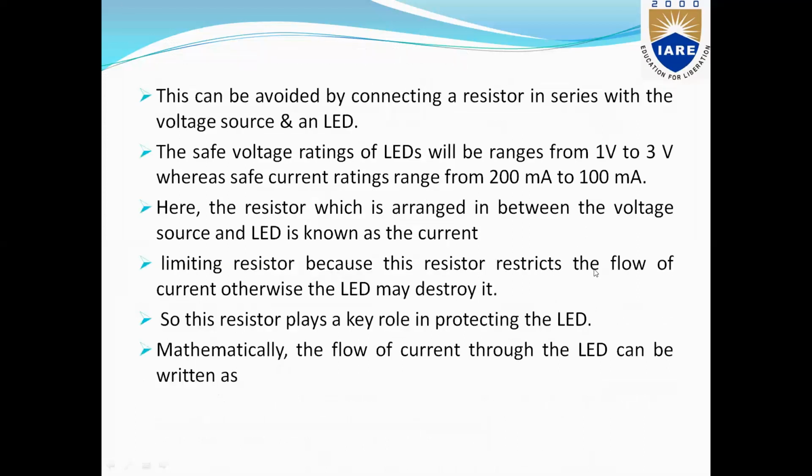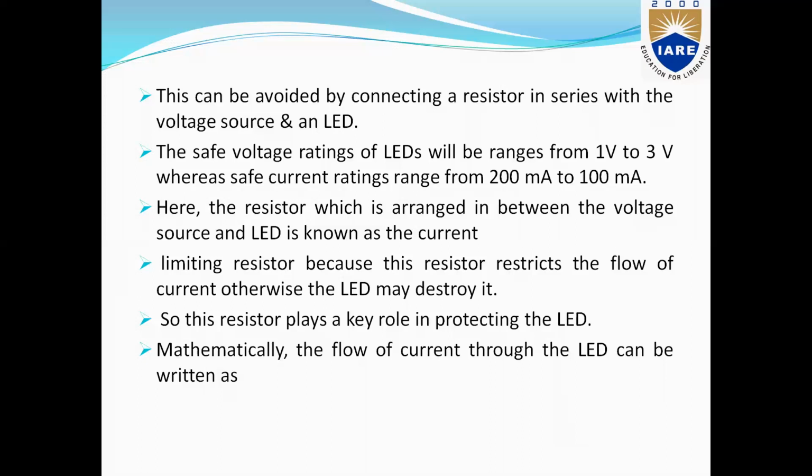This can be avoided by connecting a resistor in series with the voltage source and the LED. The safe voltage rating of an LED ranges from 1 volt to 3 volts, whereas the safe current rating ranges from 200 milliamperes to 100 milliamperes. Hence, the resistor arranged between the voltage source and the LED is known as the current limiting resistor, because the resistor regulates the flow of current, otherwise the LED may be destroyed. So the resistor plays a key role in protecting the LED.